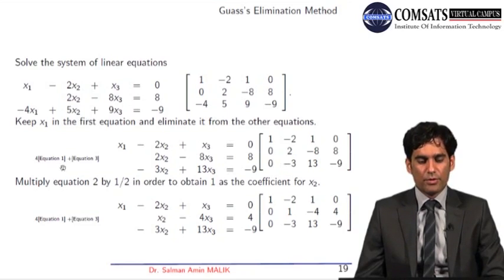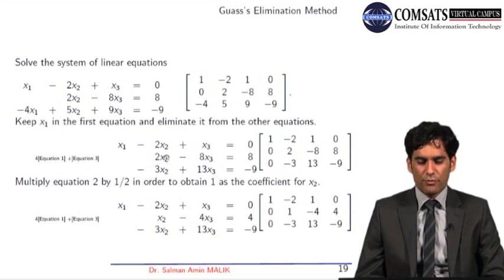So what we have to do is multiply equation 1 by 4 and add it to equation 3. It will eliminate the x1 variable from equation 3, and ultimately we have this system, and the same thing we do with the augmented matrix.